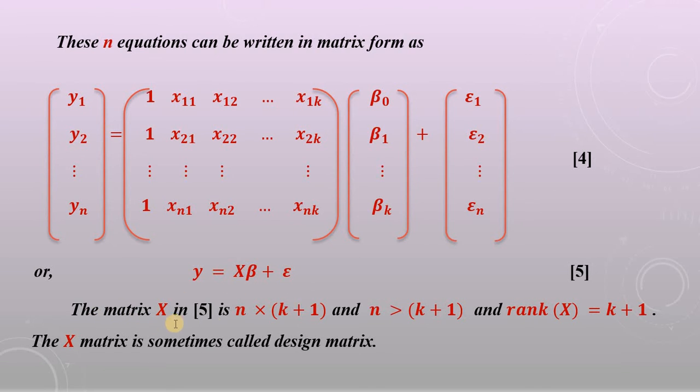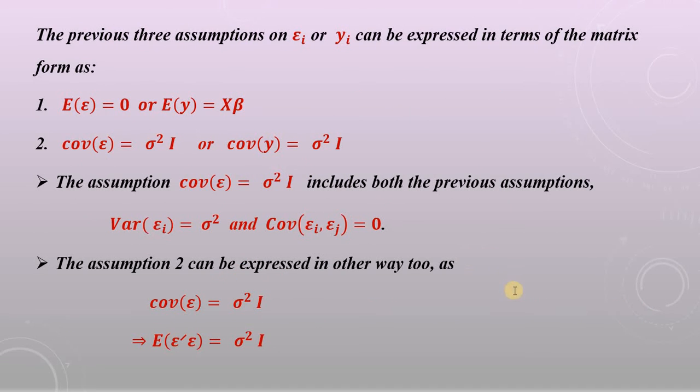Here the matrix x is n by k plus 1, and n is always greater than or equal to k plus 1. That is, the number of observations should always be greater than the number of parameters. And the rank of x is always k plus 1. The x matrix is sometimes called the design matrix.